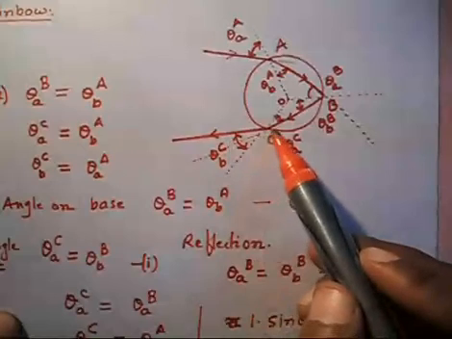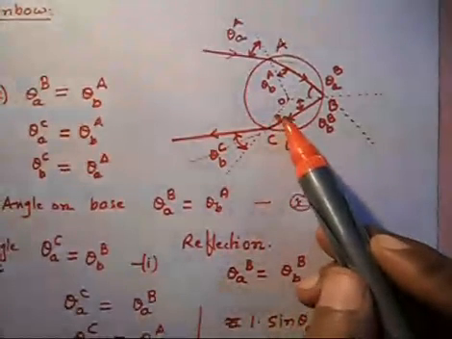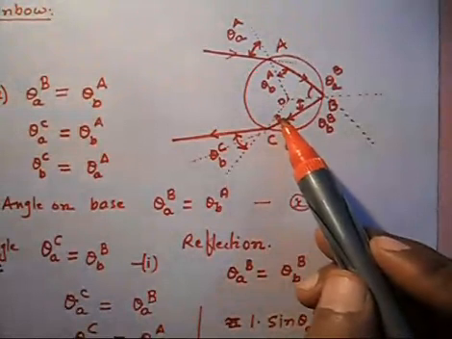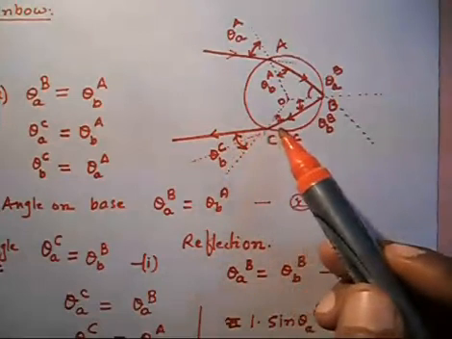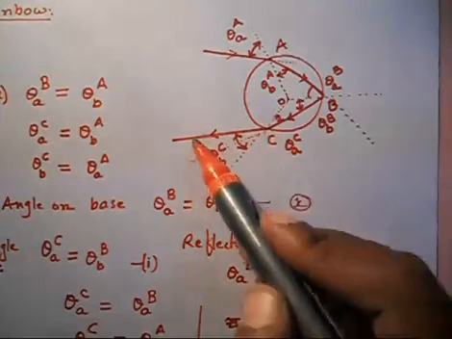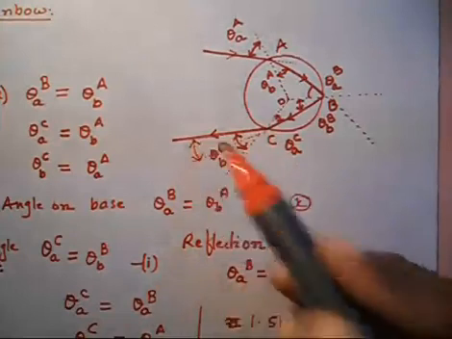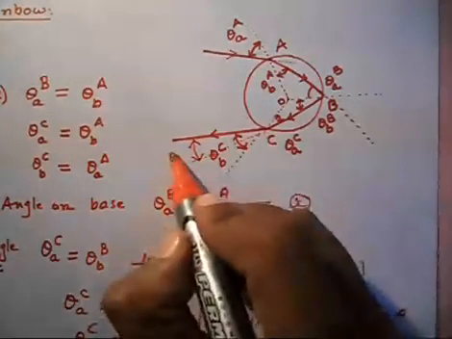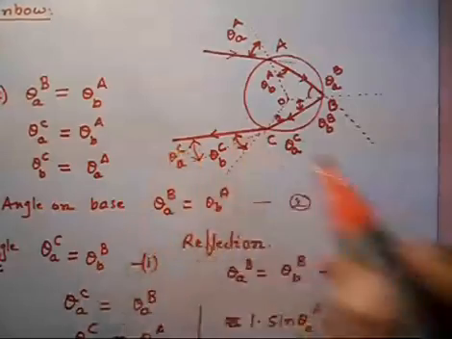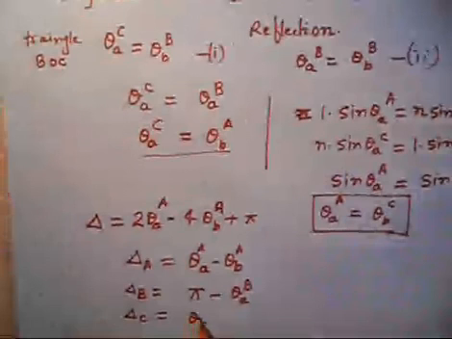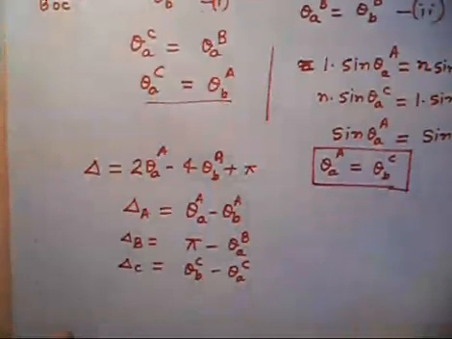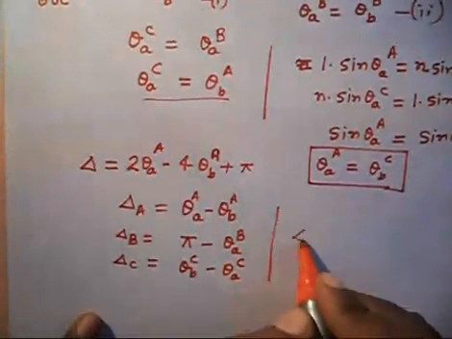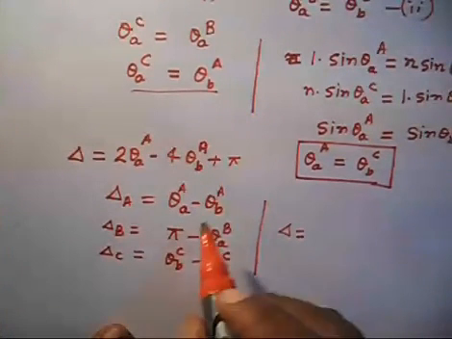So angle of deflection is, so this angle is theta a at C. This angle is theta a at C and this angle is theta b at C. So theta b at C minus theta a at C. This is basically the deflection at each point of deviation. So total deviation is delta 1 plus delta 2 plus delta 3.